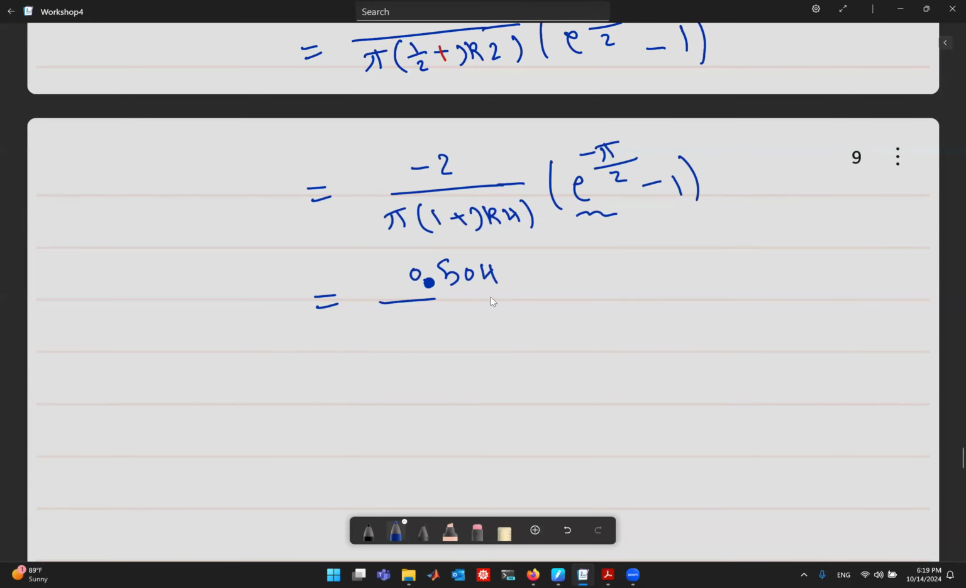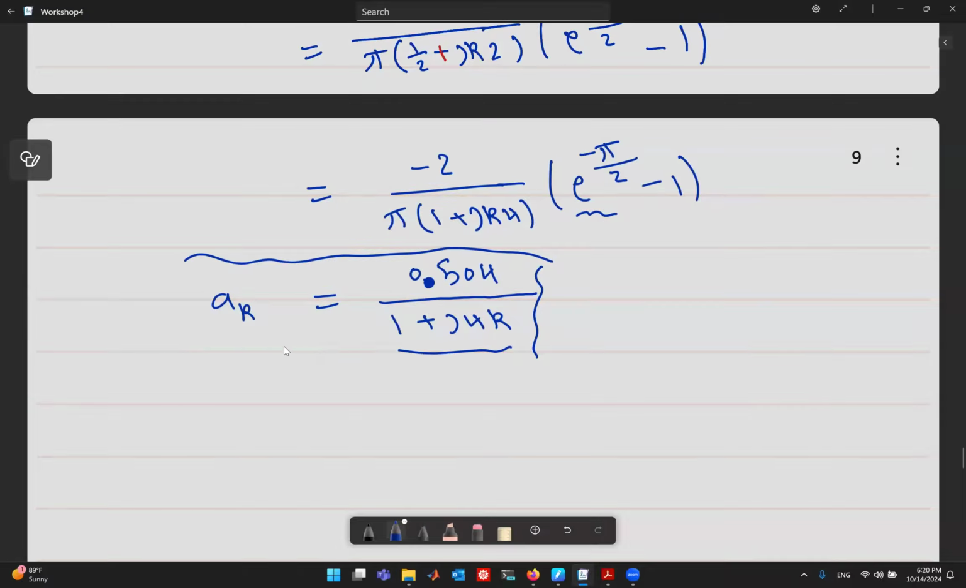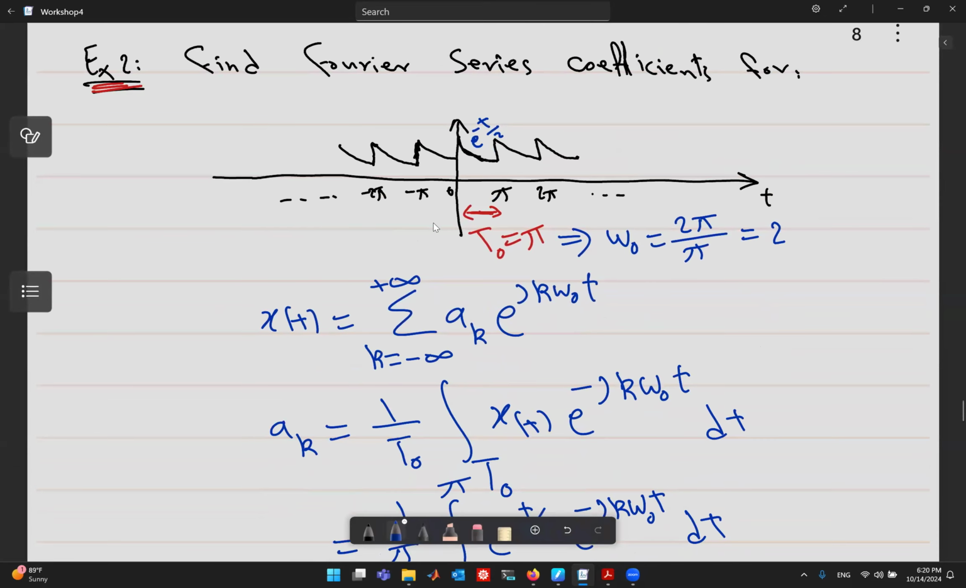0.504 divided by 1 plus j4k. This is the decimal point. So 0.504 divided by 1 plus j4k. And these a_k are the coefficients of the Fourier series for this periodic function, or this periodic signal.